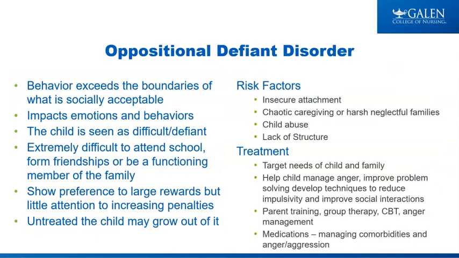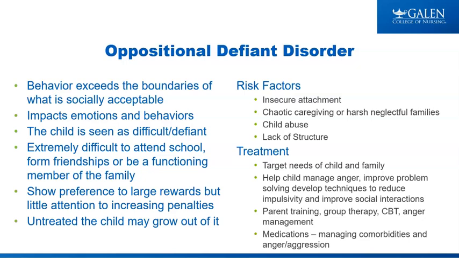So oppositional defiant disorder is the first one we're going to talk about. These are individuals who are angry and irritable. It's in the name. They're oppositional. They are defiant, especially towards authority. It does impact both emotions and behaviors. It does make it difficult for this child to attend school, have friends, be a member of the family. It could be in one setting, it could be in multiple settings.